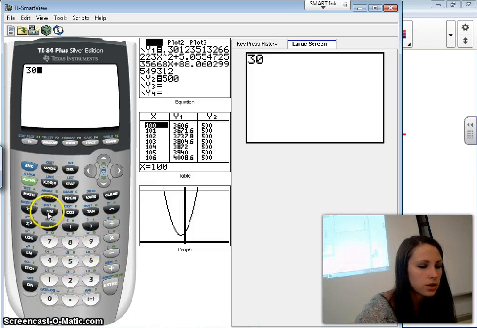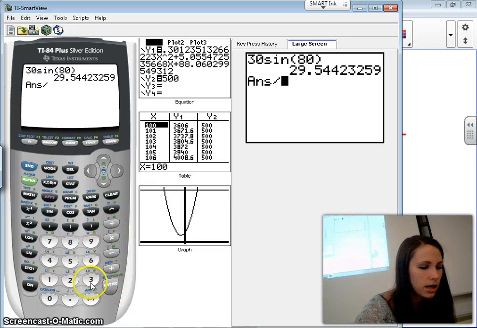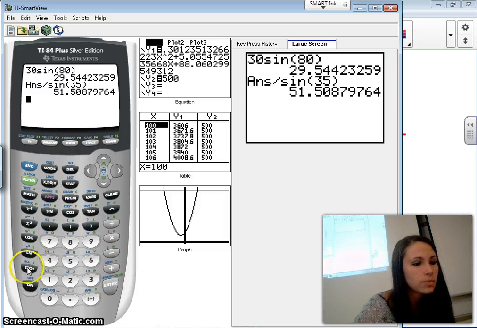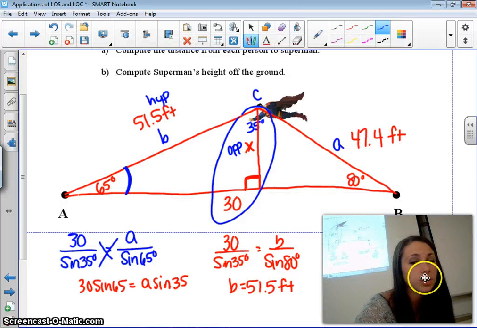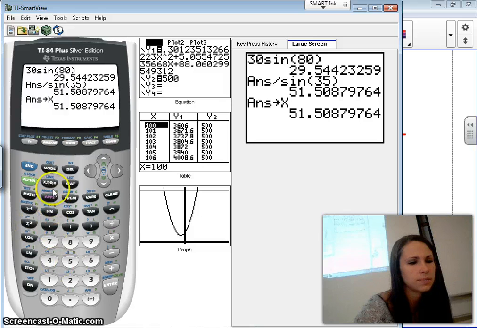So we did 30 sine 80 to do that, and then divided it by sine 35. Alright, so I'm going to take that value and store it for x. And so then when I solve this one, all I'm going to do is say x times sine of 65. Does that make sense? X sine 65.